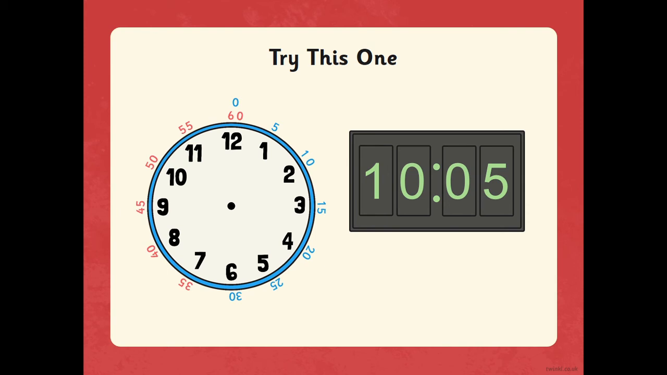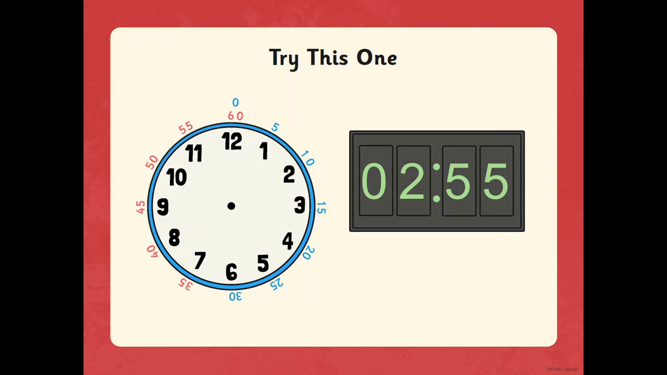So see if you can work out where the hands need to go. Look at the hour, look at the number of minutes, and see if you can work out where those hands need to be on the clock. That's right, the hour hand is pointing to 10 and the minute hand is pointing to the 1 because it's 5 minutes past.